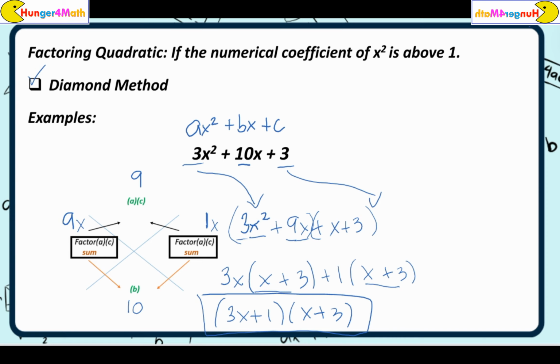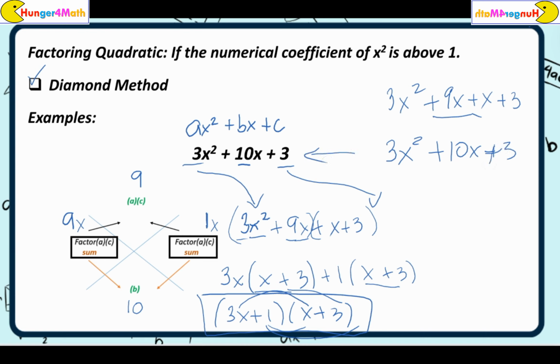3x plus 1 and x plus 3. Let's double check our answer. So 3x times x is 3x squared. 3x times 3 is plus 9x. Then 1 times x is plus x. Then 1 times 3 is plus 3. Then we can add the middle term. That will be 3x squared plus 10x plus 3, which is the same as our given right here. So our answer is correct.